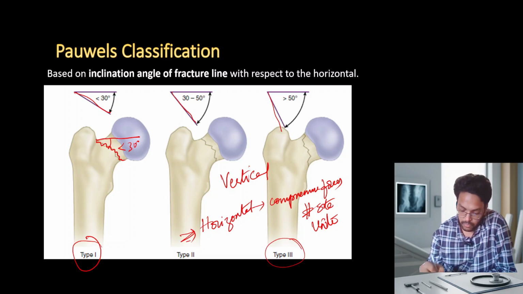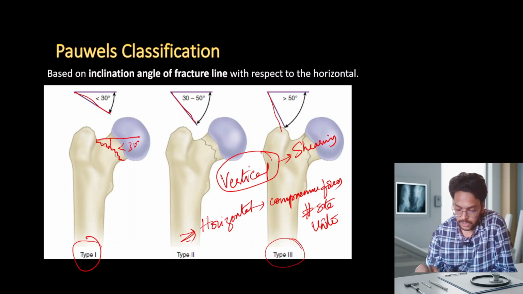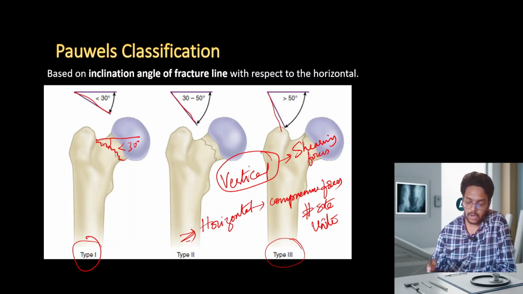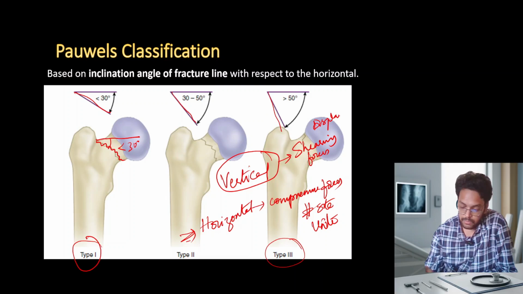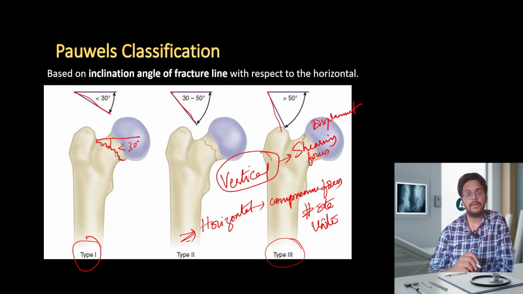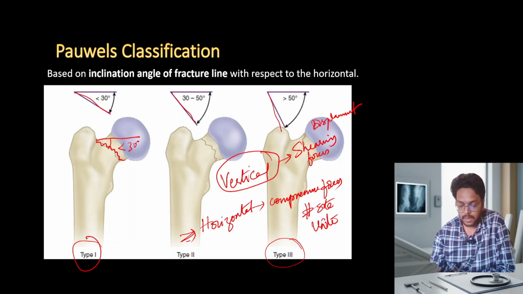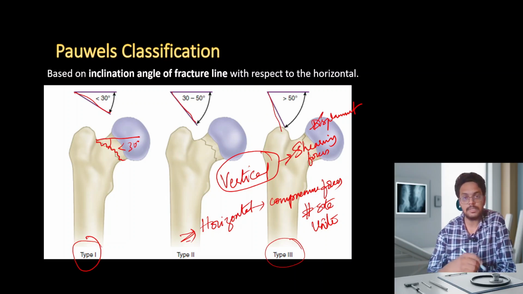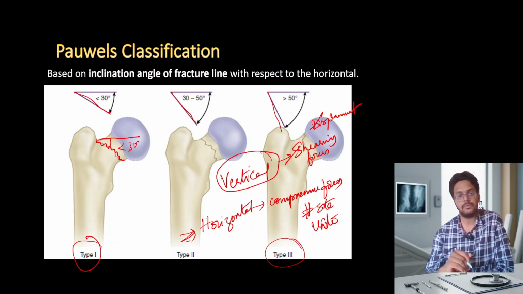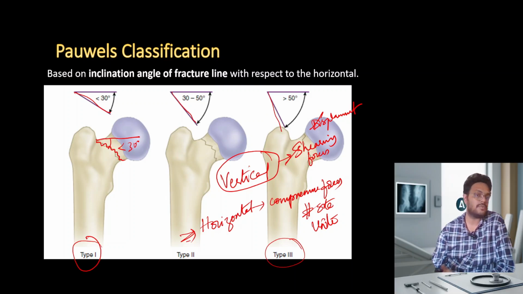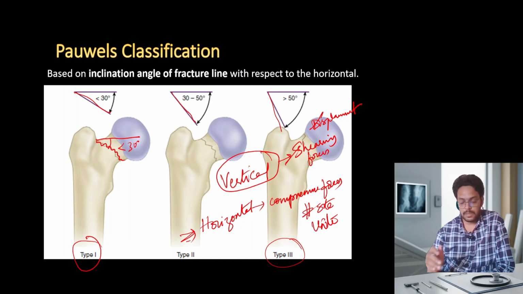When it becomes more vertical, there are more shearing forces, and this will cause displacement of the fracture fragments. When the fracture line is more vertical, that is going from 30 to 50 degrees, increasing the fracture line angle, there are more shearing forces and more chances of displacement, and then there is a higher chance of AVN and non-union. This is an important point given by the Pauwels classification.